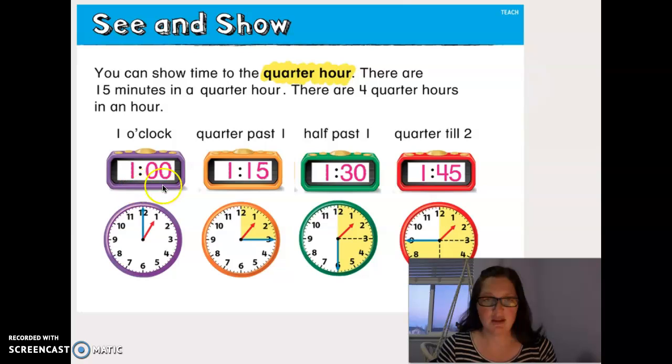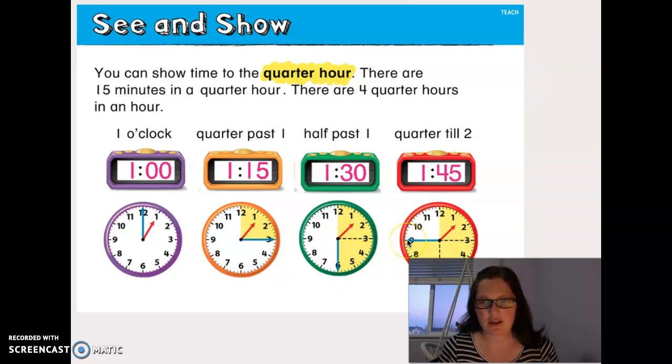1 o'clock straight on the 12. 1:15 is over here to 3. Remember, each one is 5 minutes, 5, 10, 15. And then 1:30 would go down to the 6. And 1:45 is over to the 9. So then if we went to the last quarter, that would be 2 o'clock.